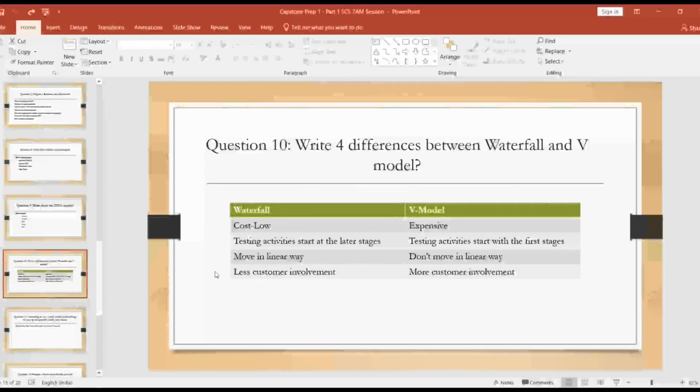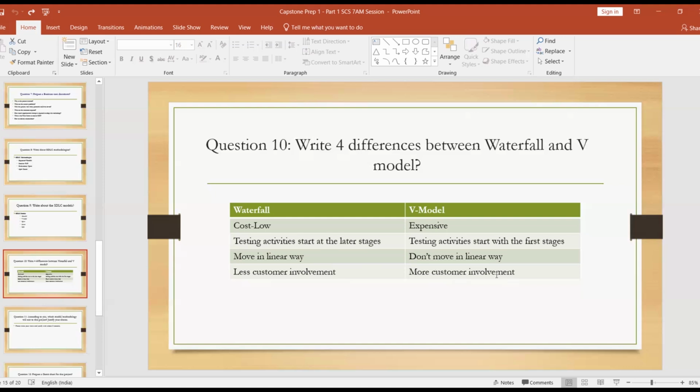For this particular case study, waterfall and V model have differences like cost. For waterfall the cost is low compared to the V model, which is expensive. In waterfall the testing activities start at the last stages, while in the V model the testing activities start with the first stages. Waterfall moves in a linear way, sequential, one by one, and the V model does not move in a linear way, it goes in a parallel way, and waterfall has less customer involvement, while in the V model there is more customer involvement.